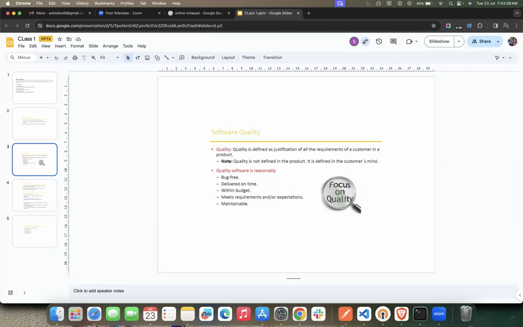You can go ahead and read the definition, Kingsley. Go ahead and read the definition that is written here. What is quality? Bug free, deliver on time, within the budget, meet requirements and expectations, and maintainable. Okay. So, Chetri, what about you? Your thoughts on quality?